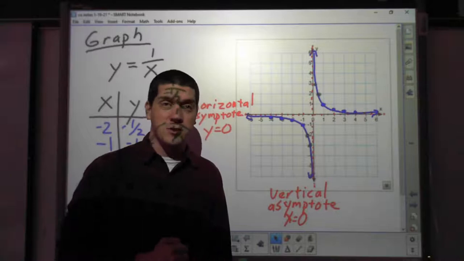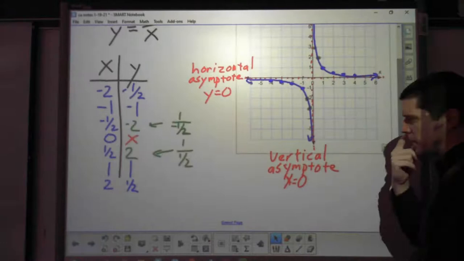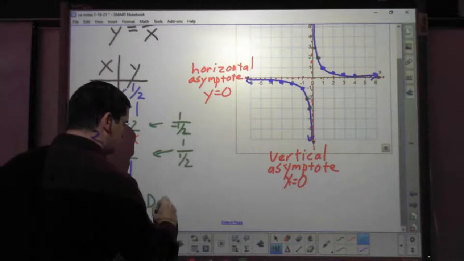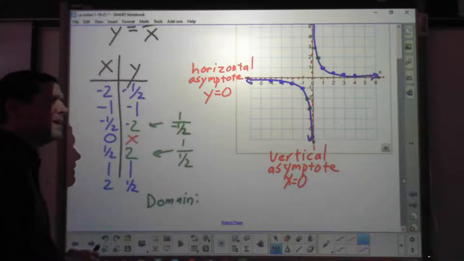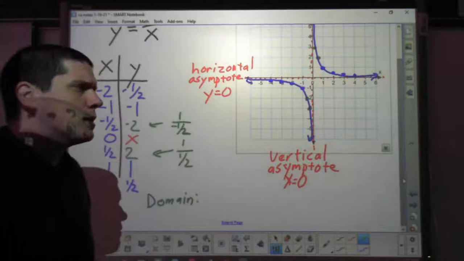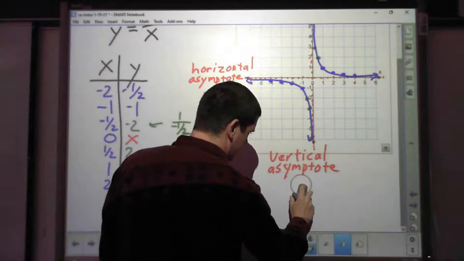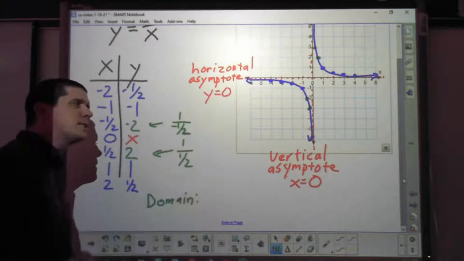So with that in mind, let's go ahead and talk about domain and range. I'll write this in green here. So for my domain, what x values can I be? Or more specifically, what x values can I not be? Well, I can't be 0. I can't be 0 because that's where my asymptote is.